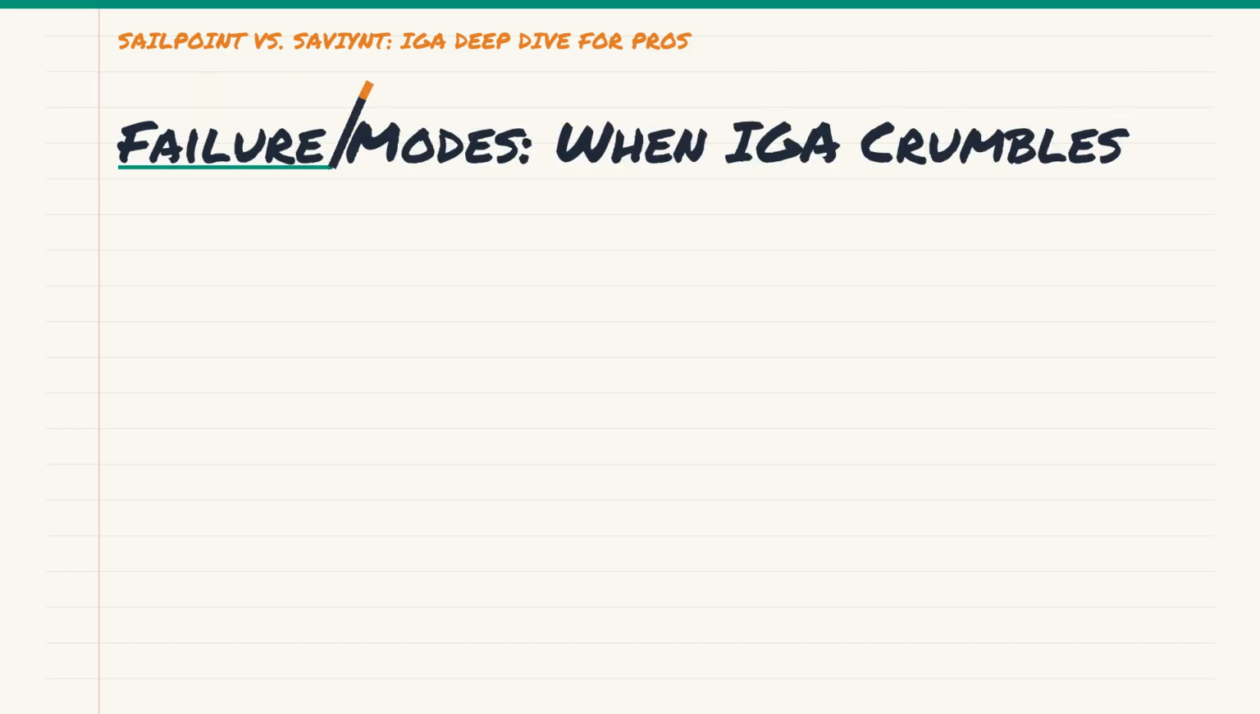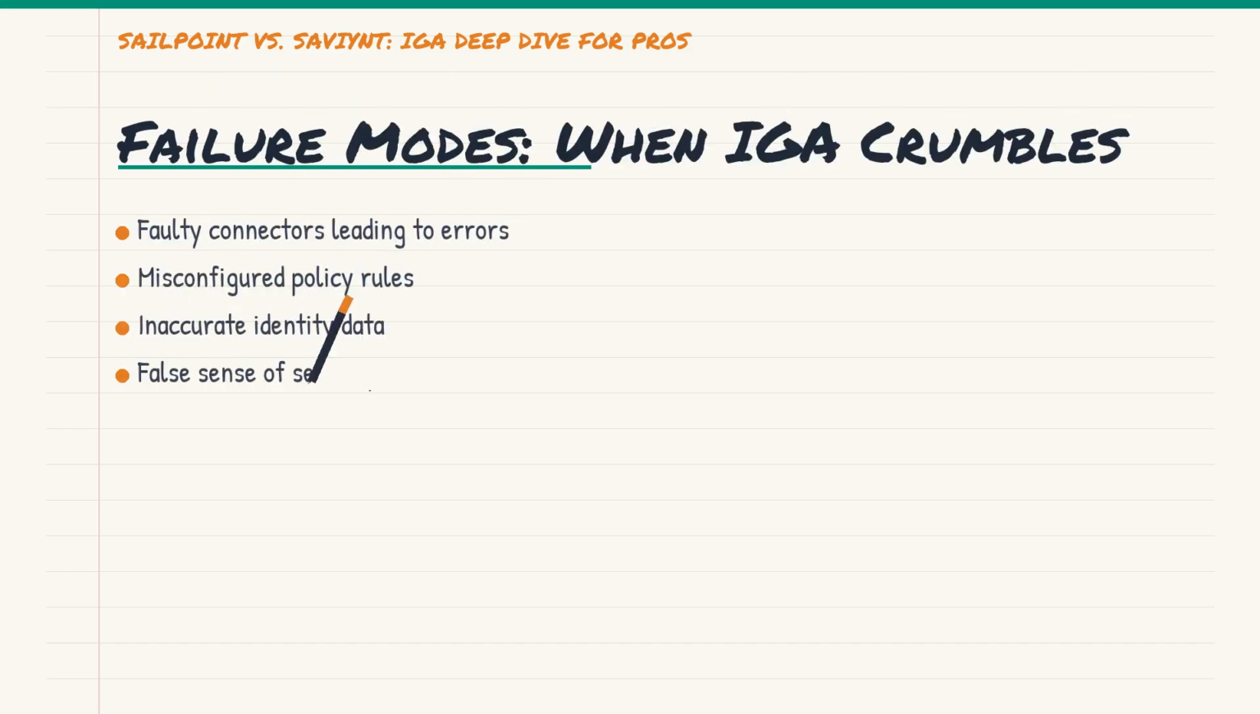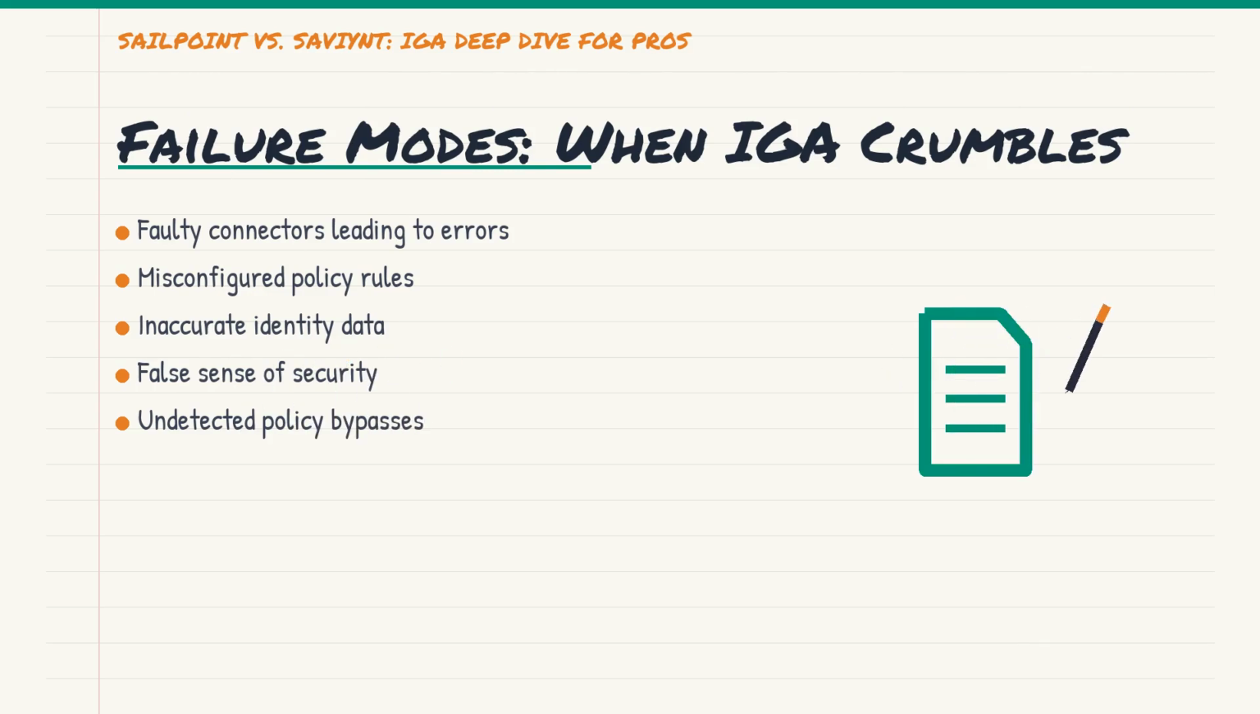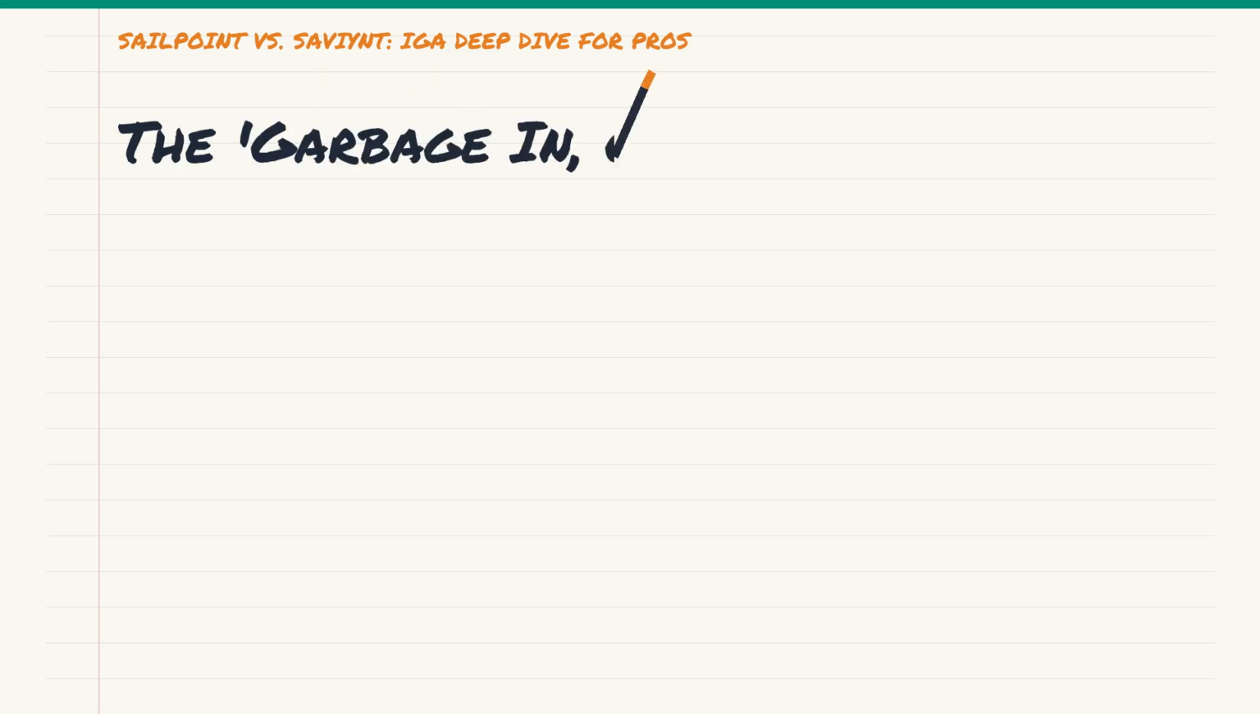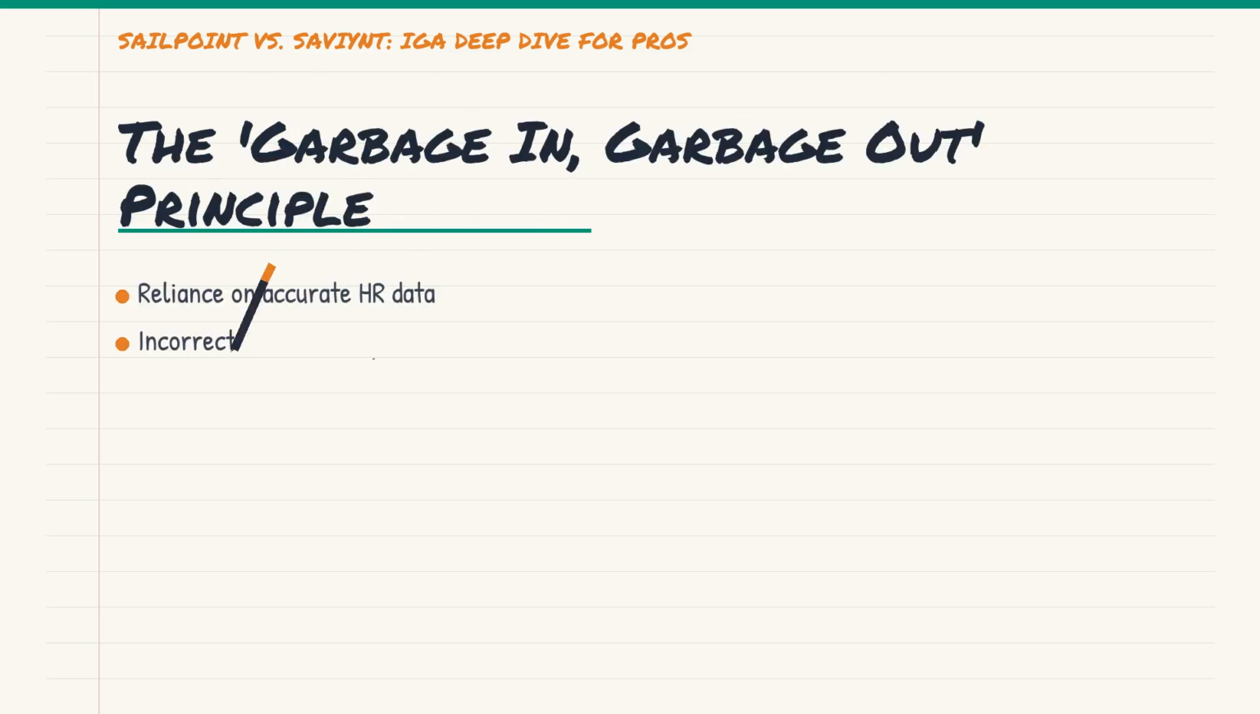What happens when an IGA implementation goes wrong? We've touched on cost and complexity, but there are specific failure modes. One is when the IGA tool is implemented but doesn't actually enforce policies correctly. This can happen if the connectors are faulty, the rules are misconfigured, or the underlying data is inaccurate. The system looks like it's doing its job, but it's not, leaving a false sense of security. This is a critical failure mode because you might not realize the deficiency until an audit failure or, worse, a breach.